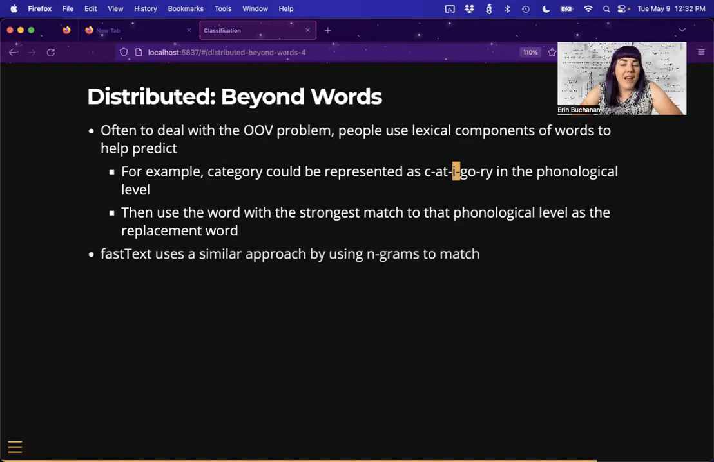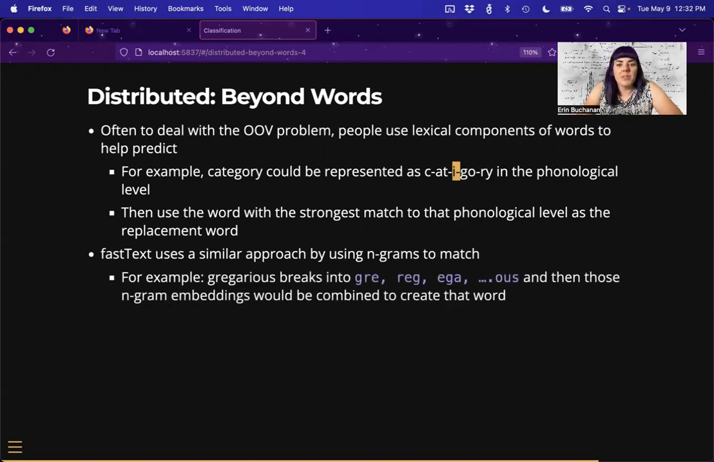FastText actually does this by using an n-grams approach to match. So for example, if we have the word gregarious, it would break the word into trigrams, which are 3 letters at a time. And then those n-gram embeddings are combined to create the word. So if you've never seen the word gregarious, it will find the embeddings for GRE, find the embeddings for REG, and then combine them together to create the new word.